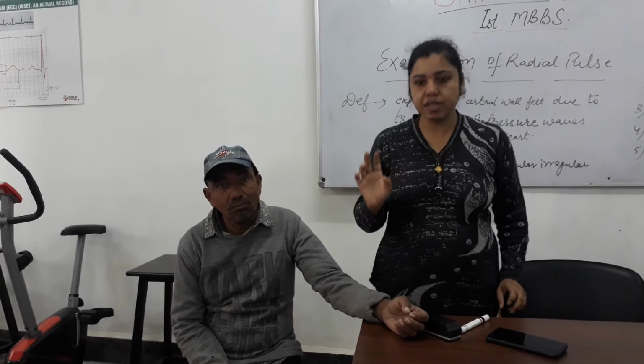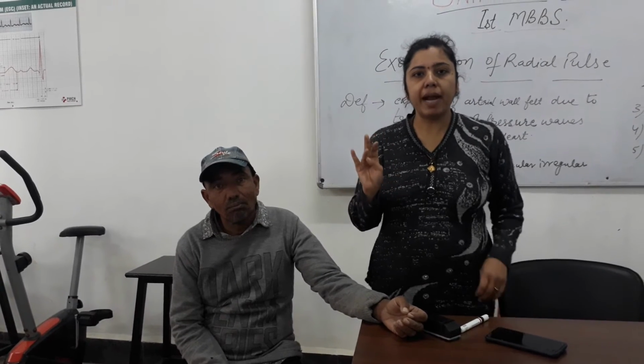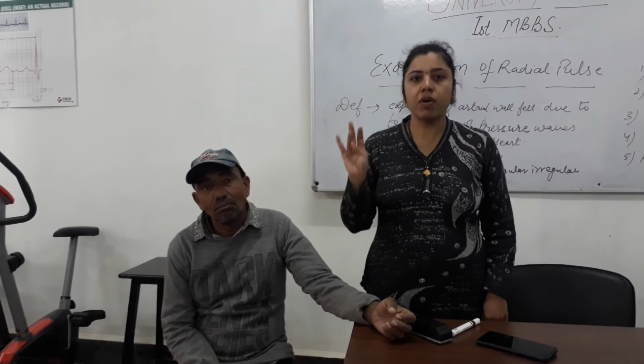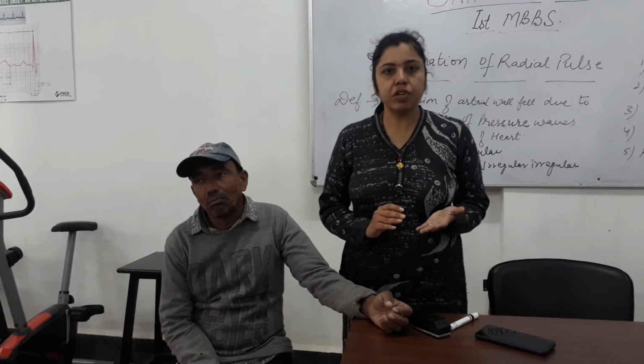The rate, rhythm, volume. After that, the tension. What is tension? Tension is the amount of pressure applied by your proximal finger to feel that pulse. That is called the tension of a pulse. How much pressure you have to apply with your proximal finger to feel the pulse with the middle finger, we call that tension. Tension signifies your diastolic blood pressure. If your diastolic blood pressure is more, the amount of tension will be more to feel that pulse.